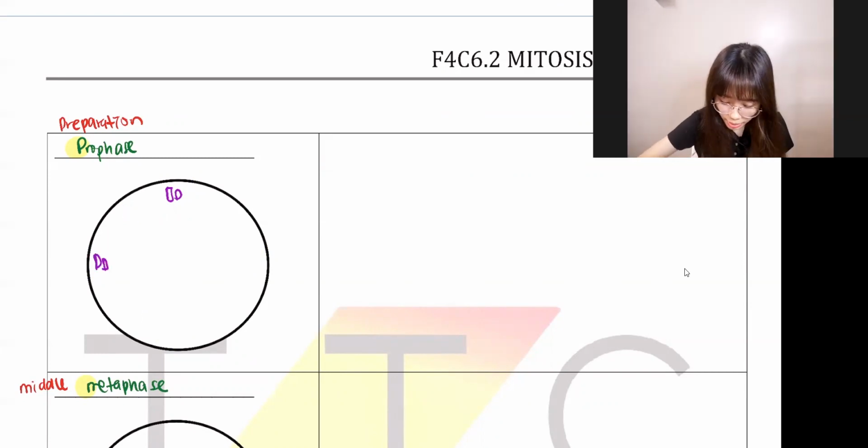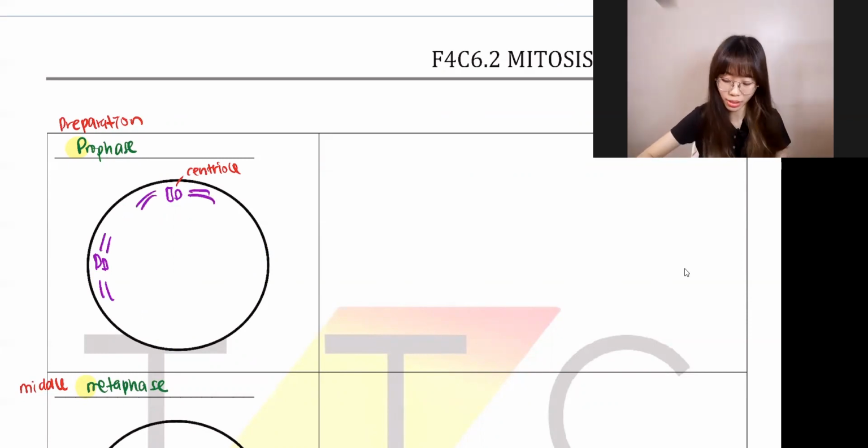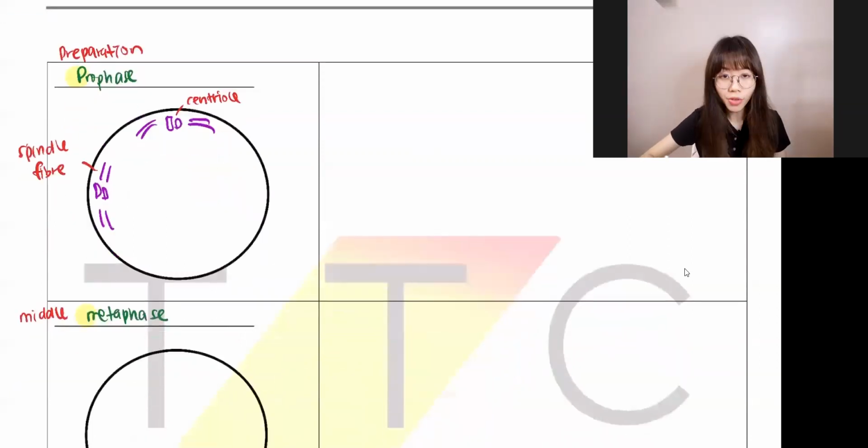So we're going to label this as centrioles. Okay, what is the function of centrioles? You learned this in Form 4 Chapter 2, it is to form spindle fiber. So to show that we are starting to form spindle fiber, I'm going to draw half. Okay, starting to form spindle fiber. So this is spindle fiber. Every time you draw, you have to label. Okay, next we have to draw a nuclear membrane. At prophase, the nuclear membrane starts to disintegrate.